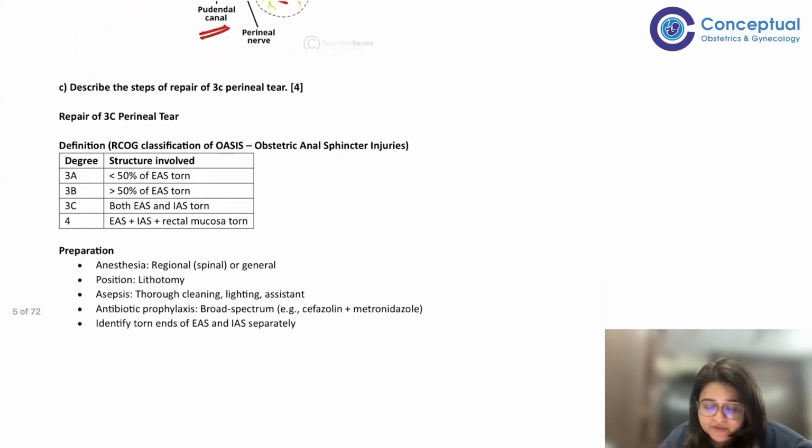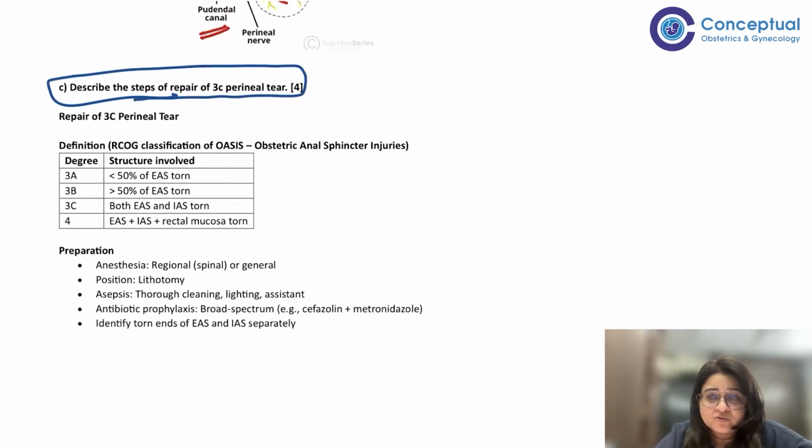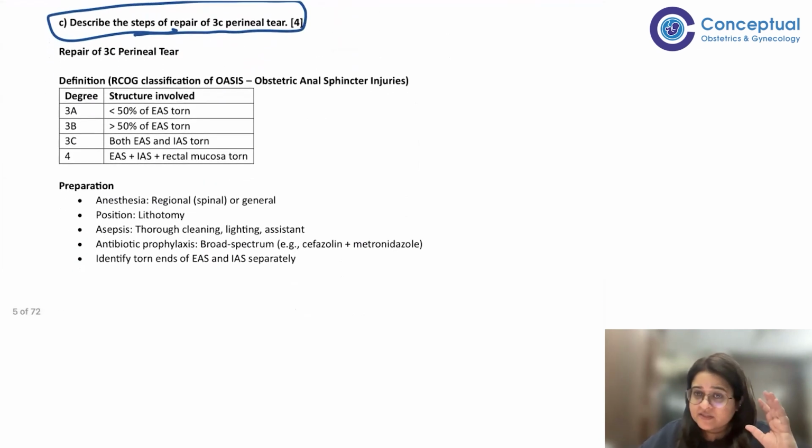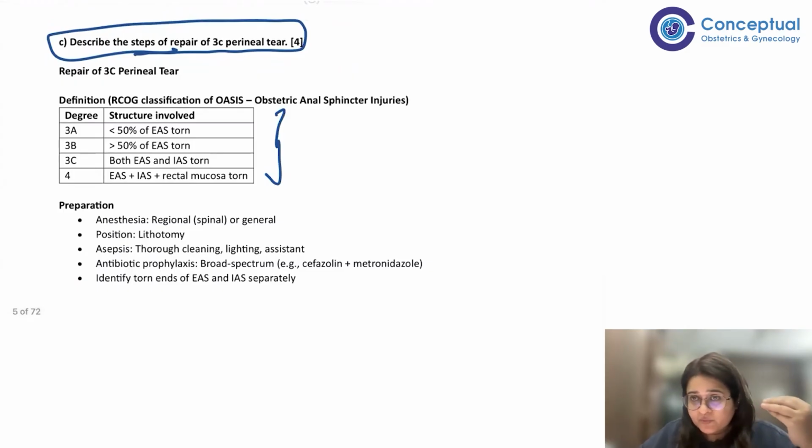And the last part of the question was: describe the steps of repair of a 3C tear. Now, this is also a repeat question. This has been asked many times in the past, very commonly. Almost every paper you will get a question on describe the steps of repair. This has been discussed earlier, you'll find it there. So this is just to complete the answer. Again, you don't have to write all this. The DNB paper, remember, is very objective. Why I've written more detail than what is required, when you see the answers we've written, is to help you revise.